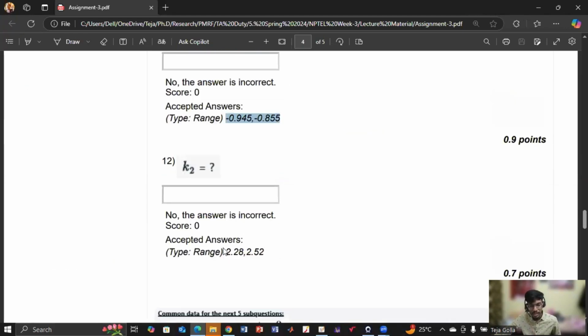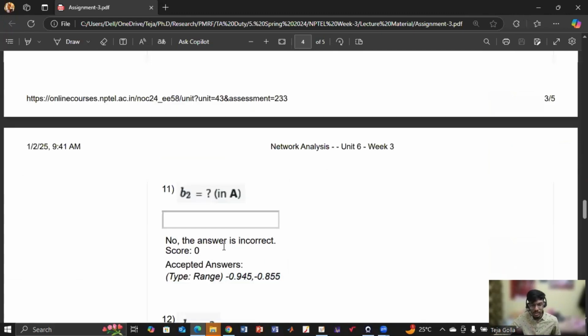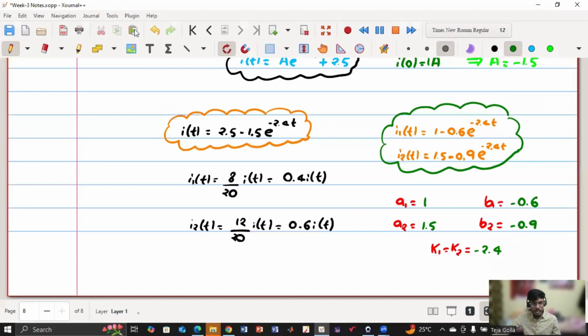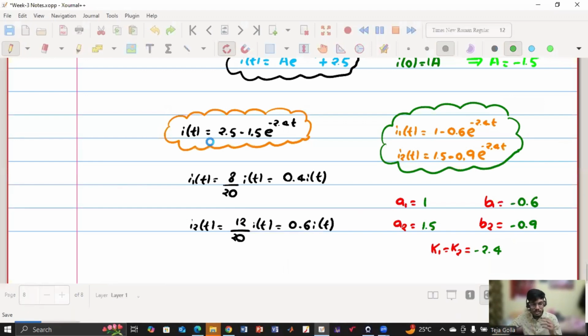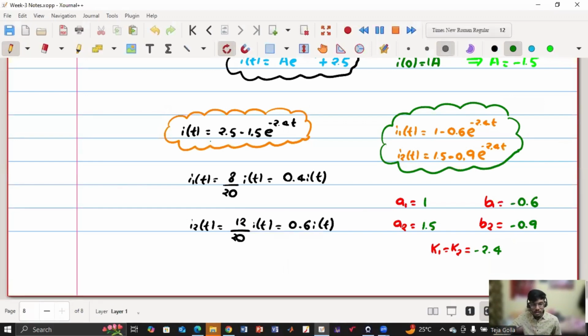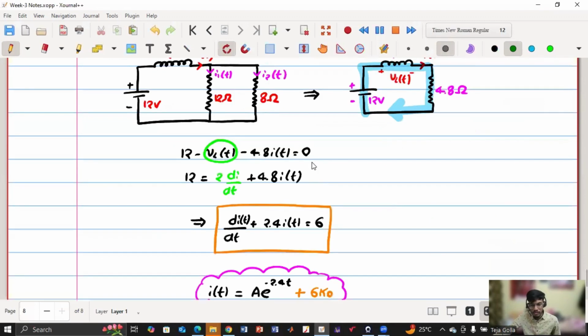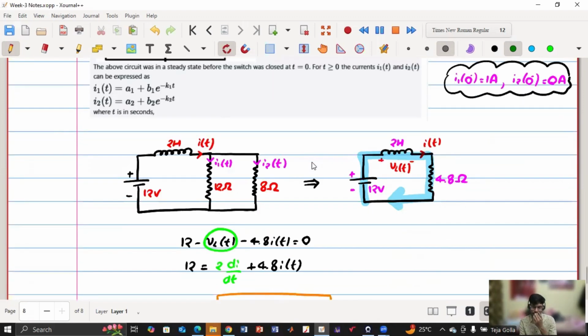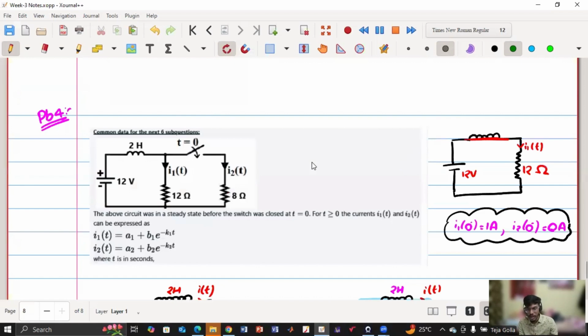So again, if you see, there are 6 questions that are related to this problem itself. So if you make any mistake, you lose marks. So I'm telling this again and again because it is very important. So let me just summarize what we have done in this problem. In this problem, it is first order, so it is much simpler than our earlier problem, which was second order. So in this, what we have done is we have checked what is I of 0. I of 0 is 1 ampere.